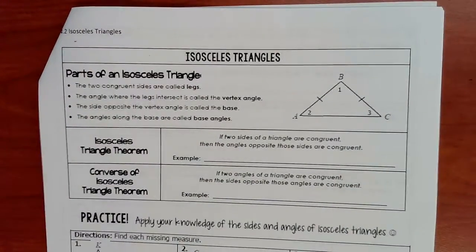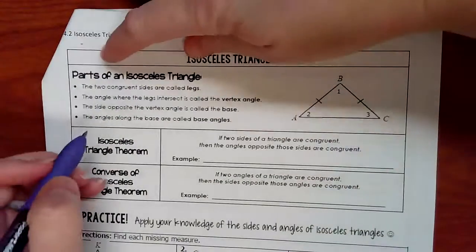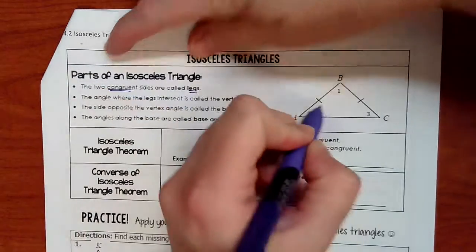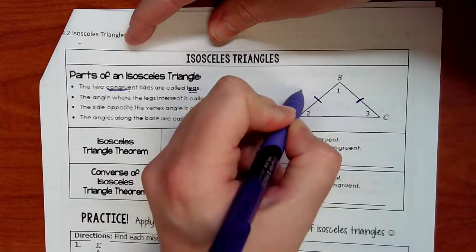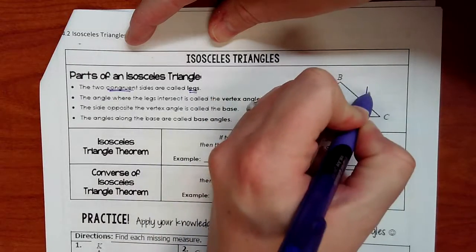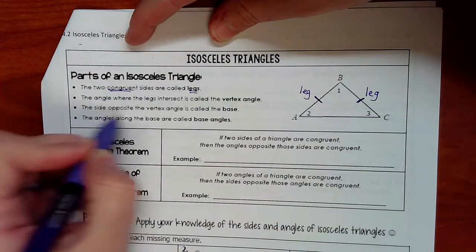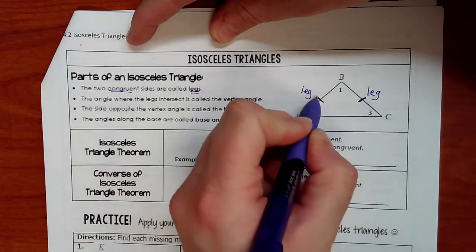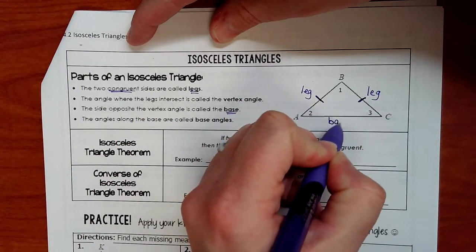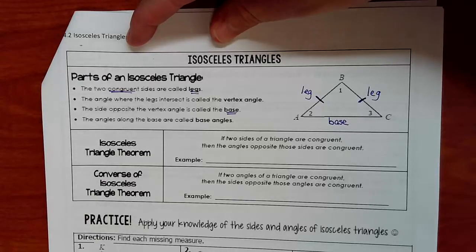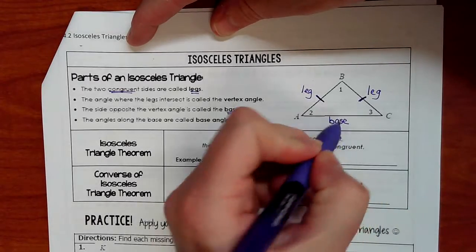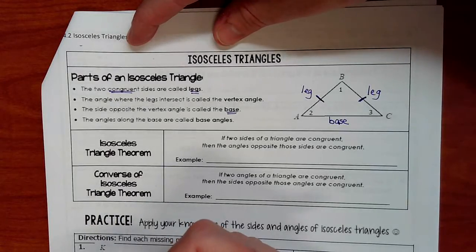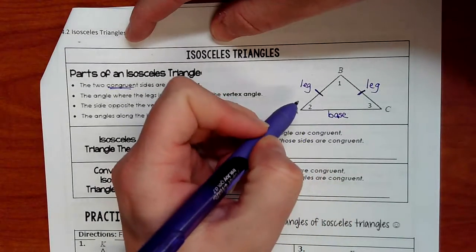A couple of special things about an isosceles triangle is that it has two congruent sides, and they are called the legs. So these two sides right here, these are called legs. And the side that isn't labeled is called the base, or the side that doesn't have a mark is called the base. Sadly, the base is kind of worthless to us unless we're just solving to figure out what the length is.